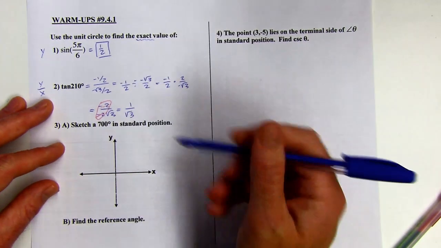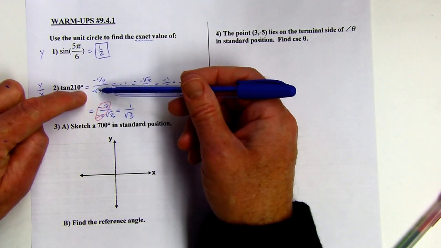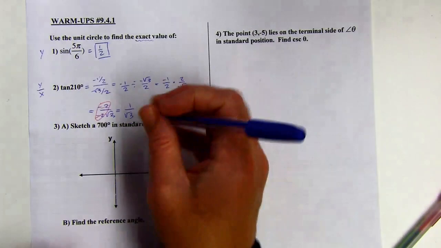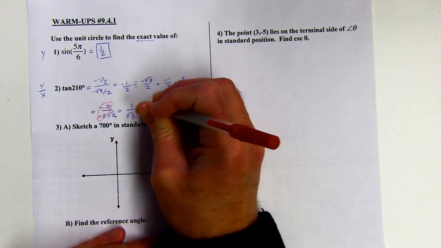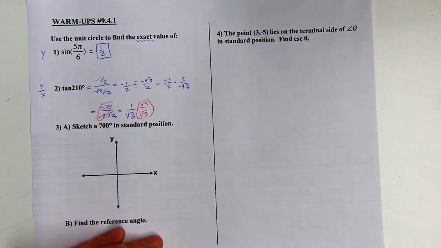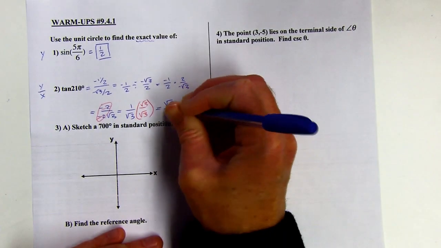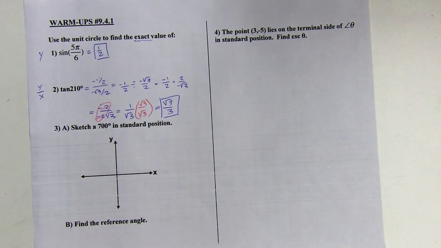Like that, right? I could have done that from the first step. I'd have negative 1 over negative root 3 over 2 over 2, but a negative over a negative would be positive, right? And then the last step would be to put this in simple radical form. By rationalizing the denominator, I need to get that radical out of the denominator. So I've got root 3 over 3, and that is the exact value of tangent of 210 degrees.